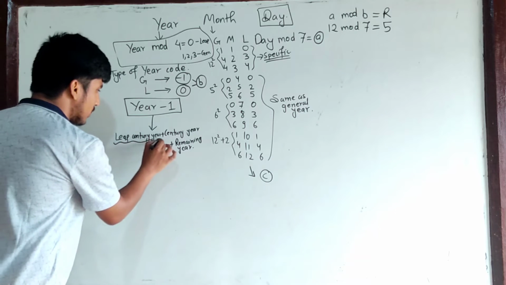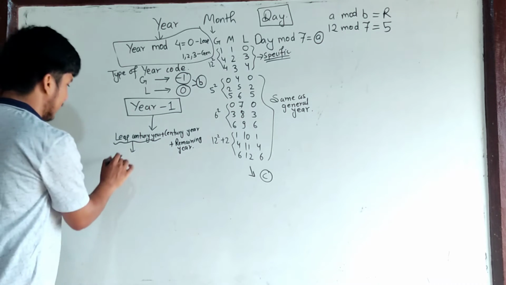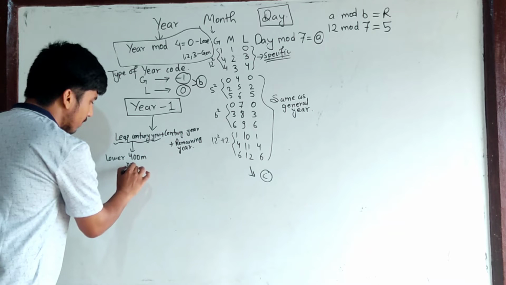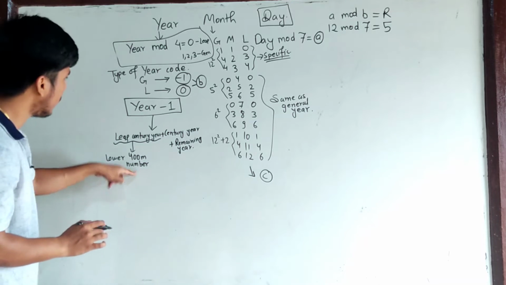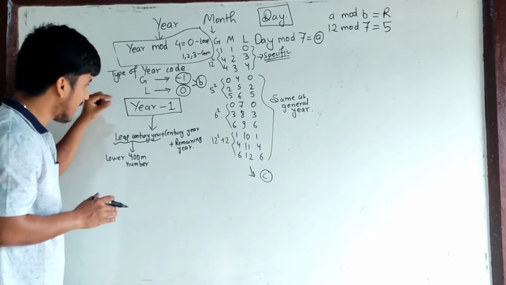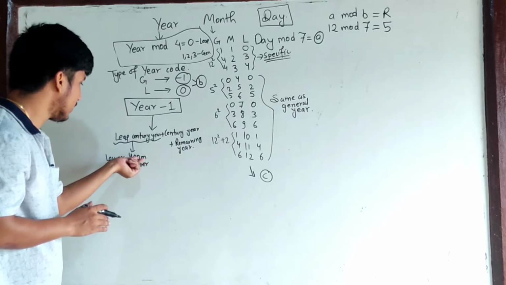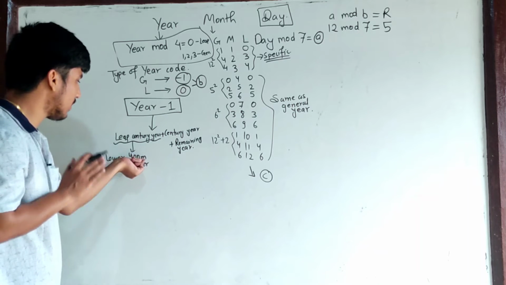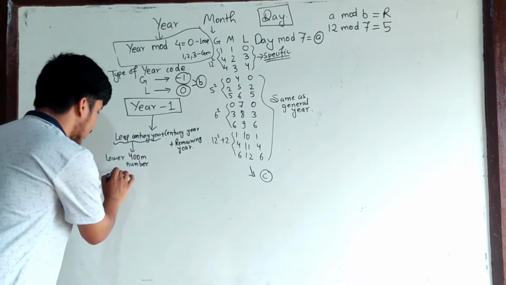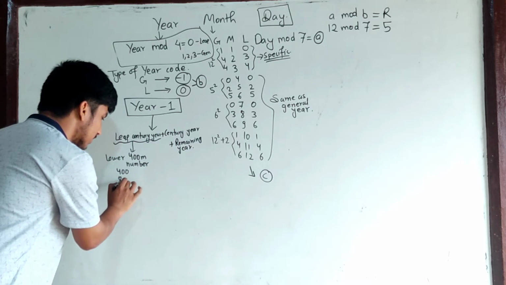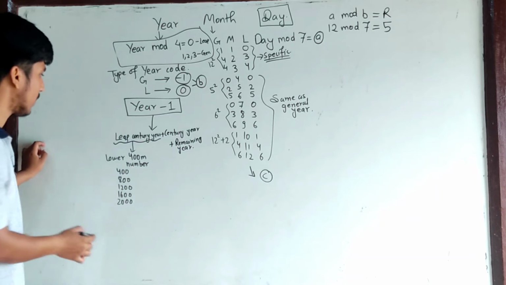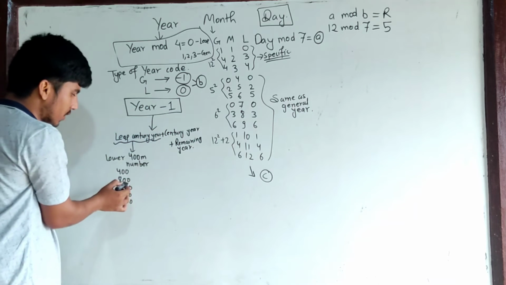So what do we mean by leap century year? Leap century year here means any lower number that is a little bit lower than this number, year minus 1, and that number should be exactly divisible by 400, such as 400, 800, 1200, 1600, 2000 and so on. We break the year minus 1 into leap century years in this fashion.